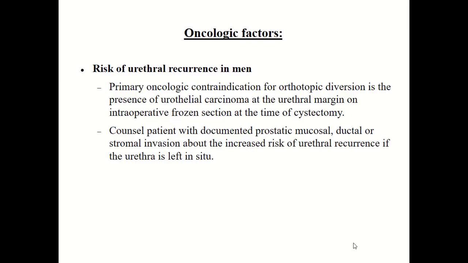Oncological factor. The primary oncological contraindication for the orthotopic diversion is the presence of urethral carcinoma at the urethral margin on the intraoperative frozen section at the time of cystectomy. Counsel the patient with documented prostatic mucosal, ductal or stromal invasion about the increased risk of urethral recurrence if the urethra is left in situ.